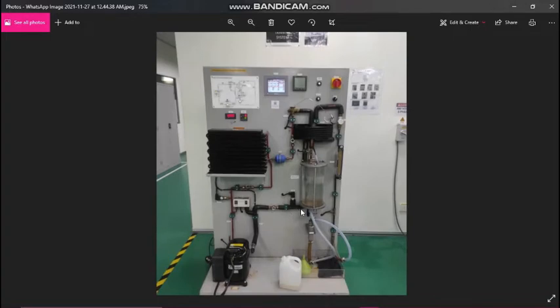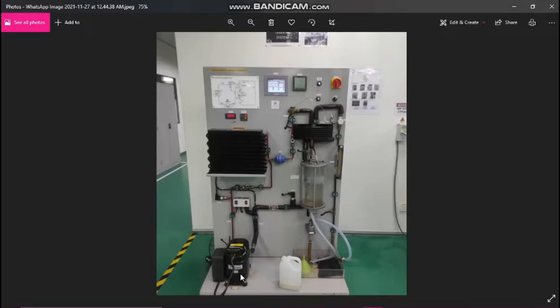Okay, first, after we do the procedure, we turn on the main power, the switch power, the condenser fan, and the heater power, and wait until 27 degrees Celsius. And we switch on the water pump. This is the water pump.